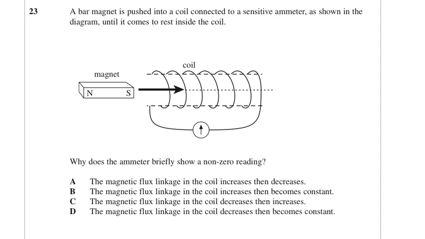If we want something that becomes constant, it's not going to be either A or C. And then, which of B and D is it going to be? Well, if it's going to give a value, you're not going to decrease the flux linkage, so you must have increased it to give you a value.